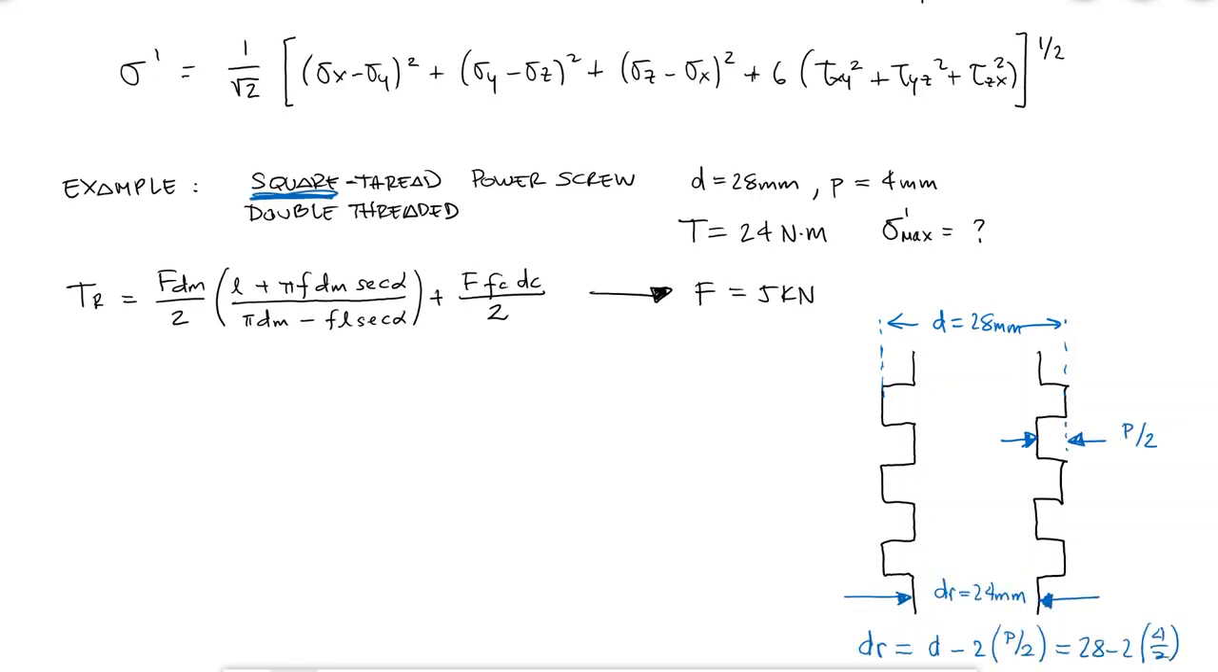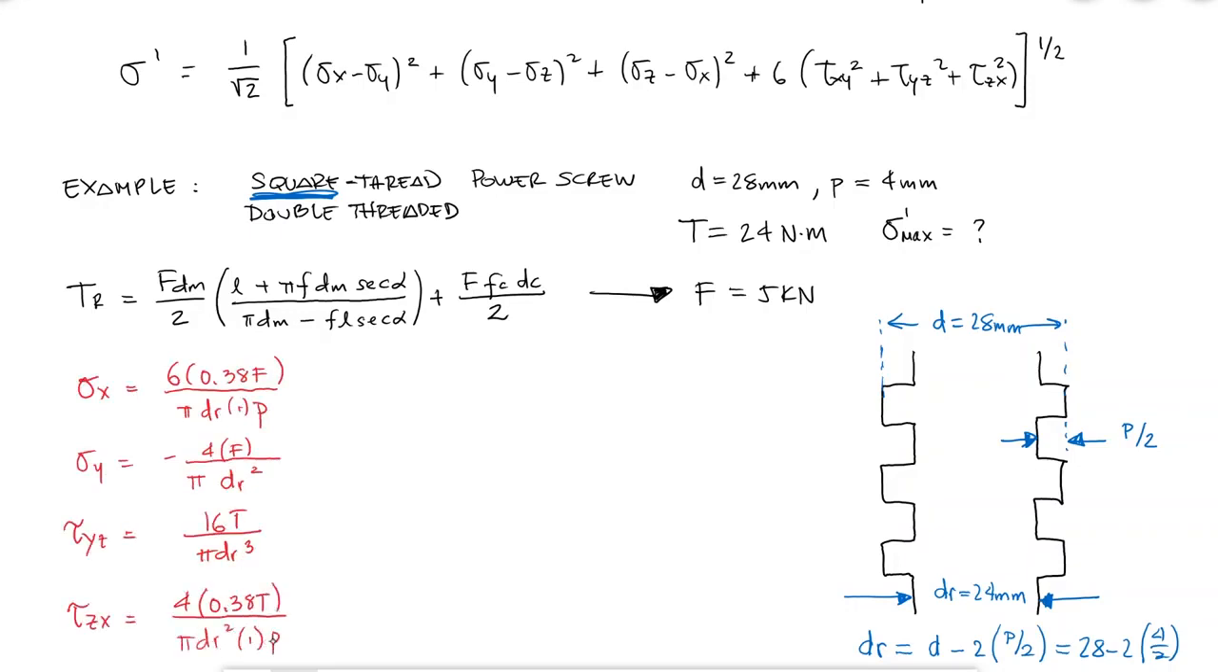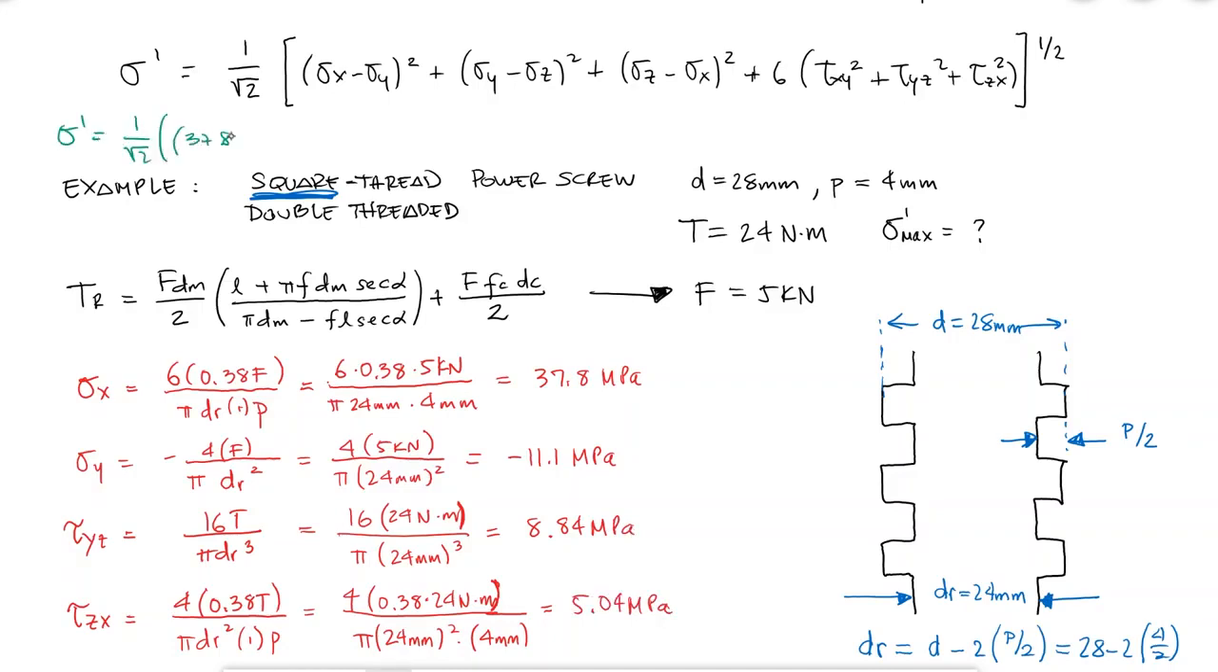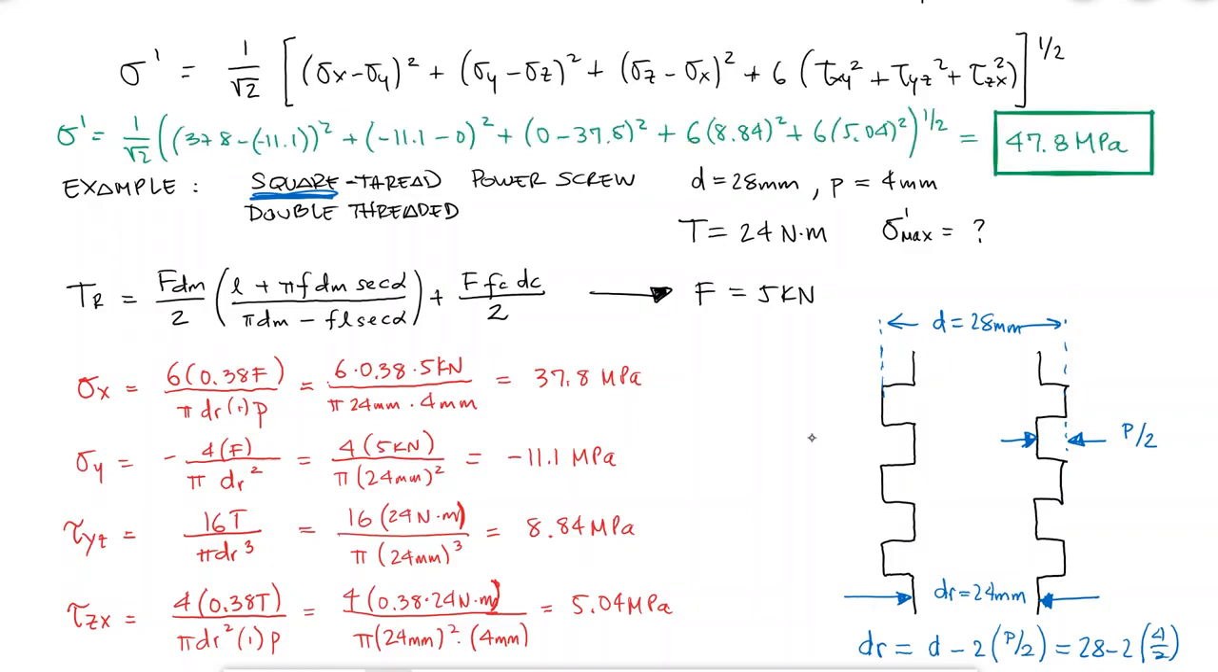With that information, and the expressions we derived today, in terms of the force, torque, root diameter, and pitch, I would find that the values for sigma x, sigma y, tau yz, and tau zx are 37.8, minus 11.1, 8.84, and 5.04 megapascals respectively. Substituting these values in the von Mises expression above would give me a value of 47.8 megapascals. This is the stress that we will later compare to the properties of the material.